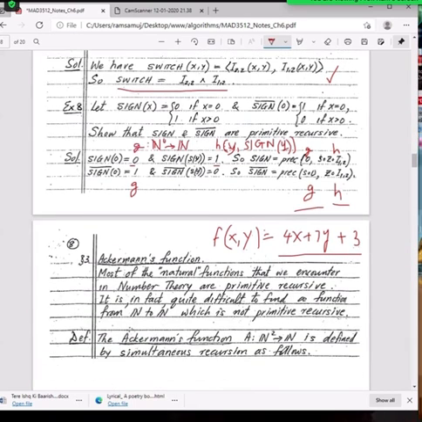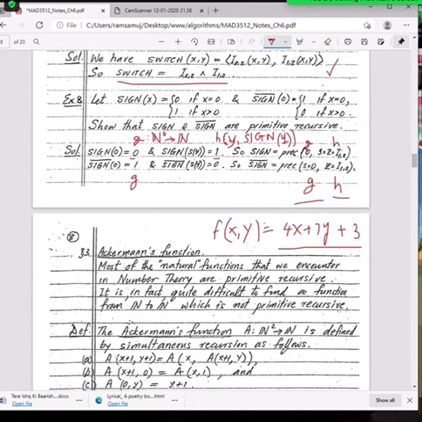So now we know what primitive recursion is. And it turns out that there are functions that are not primitive recursive. The first one of these was produced by a guy called Ackermann.